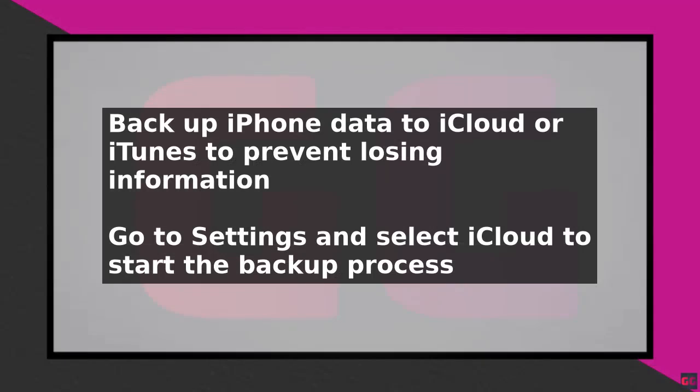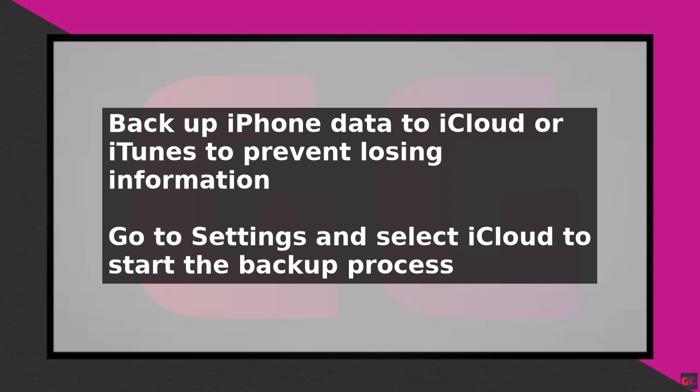To factory reset your iPhone 16, start by backing up your data to iCloud or iTunes to prevent losing important information. Go to Settings. Then tap on your name at the top and select iCloud. From here, choose iCloud Backup and turn it on. Then tap Backup Now to start the process.